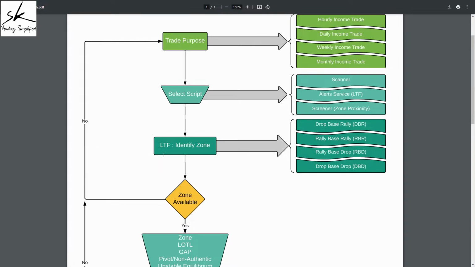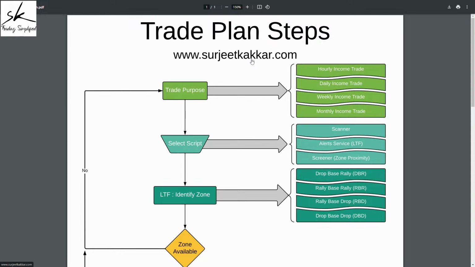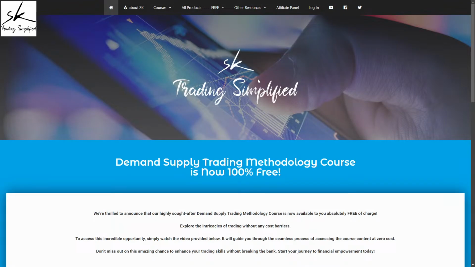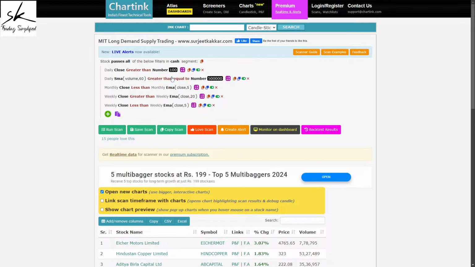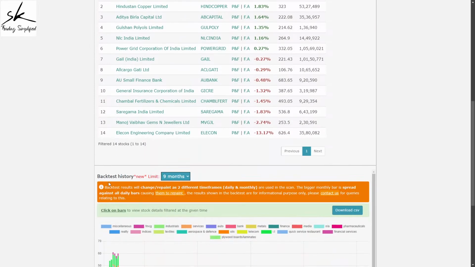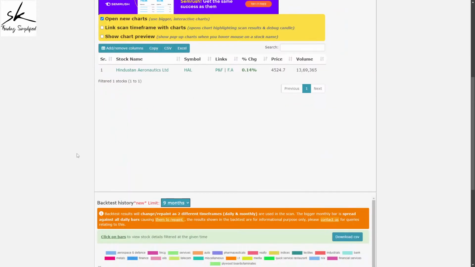And let's look at a few of these examples so that you can also understand how step 2 has to be done before we move ahead. Like I was talking about, once you go to our website, just give me a second. Under the free tab, we have stock screener. Because I want to plan MIT trades, I can run the long scan and the short scan. So here you can see the long scan is giving me a list of about 14 symbols, and the short scan is giving me a list of just one symbol.